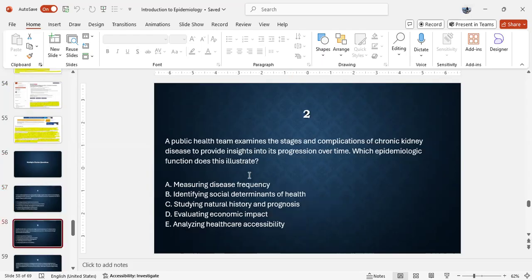A public health team examines the stages and complications of chronic kidney diseases to provide insights into its progression over time. Which epidemiological function does this illustrate? A. Measuring disease frequency. B. Identifying social determinants of health. C. Studying natural history and prognosis. D. Evaluating economic impact. E. Analyzing healthcare accessibility.